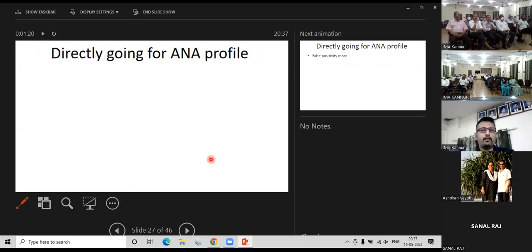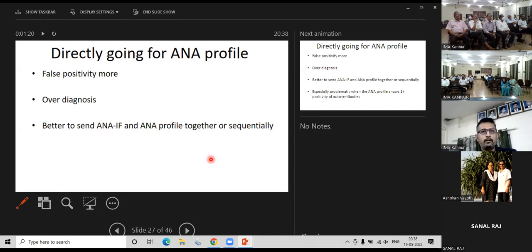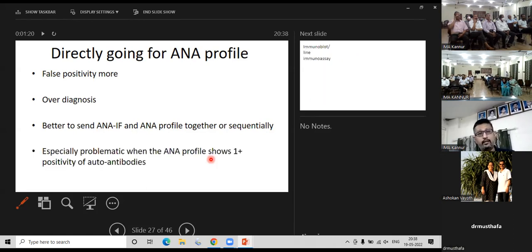Sometimes we see that without doing the ANA, we go for an ANA profile directly. We are trying to cut the cost for the patient anyway. But the issue there is that with the ANA profile, there tends to be a higher false positivity rate. There is an overdiagnosis of CTD with going for the ANA profile alone. It is ideally better to send an ANA IF and the ANA profile together or subsequently. That is, first the ANA IF, and if positive, go for the ANA profile. It is especially problematic when the ANA profile shows 1+ positivity of autoantibodies. You are not sure how significant it is. The patient has odd symptoms. In that situation, I tend to go for an ANA IF. If it is negative, ignore the ANA profile.